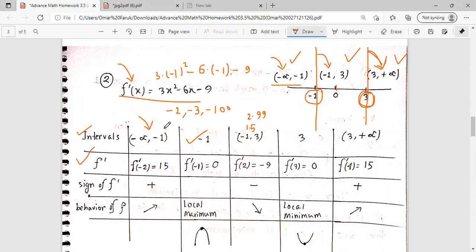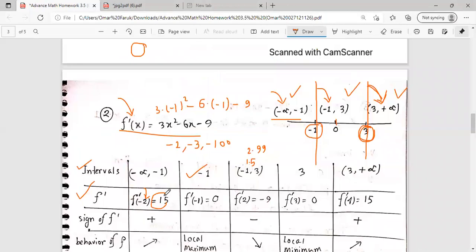So we just take any value in between these two things, like minus infinity to minus 1. So you can take -2, -3, or -100, anything. So I just took -2. So it made 15. And then for -1, I just substitute -1 here.